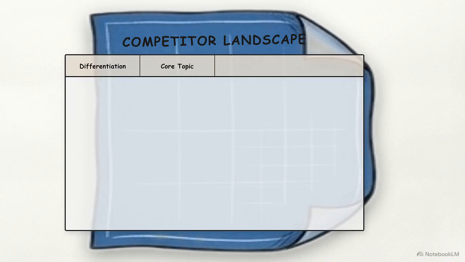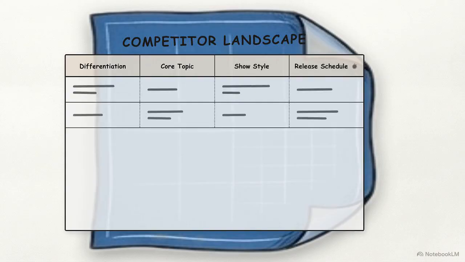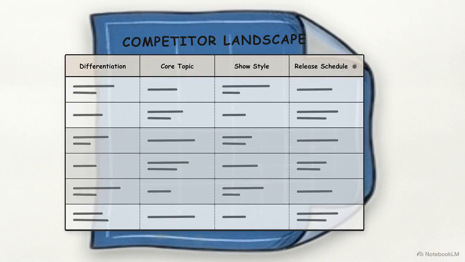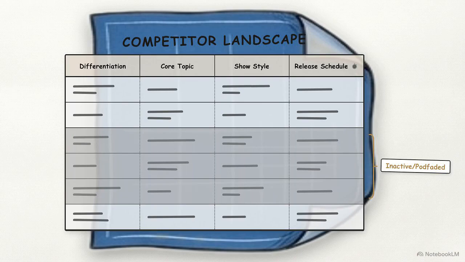This diagram shows 4 critical metrics to log for every competitor: their unique hook, main focus, format, and publishing cadence. Also include pod-faded shows, the ones that abruptly stopped publishing. Analyze these abandoned projects to see which formats failed.